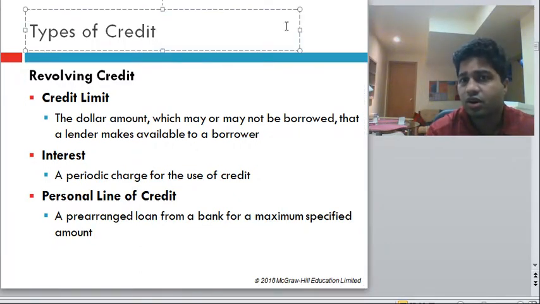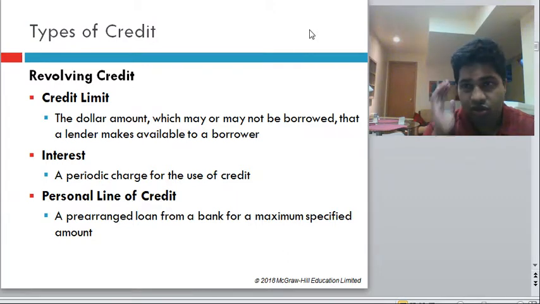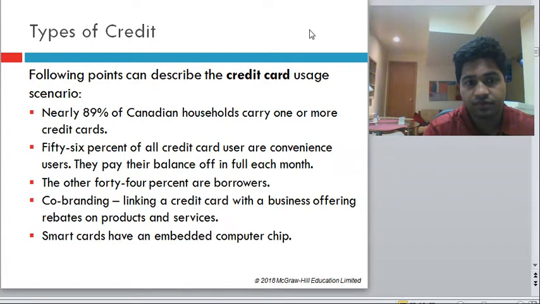Important point, you are not charged on pre-arranged loans. You are charged on the amount you actually use. The following points can describe the credit card user scenario. Nearly 89% of Canadian households carry one or more credit cards. 56% of all credit card users are convenience users, so they pay their balance off each month.